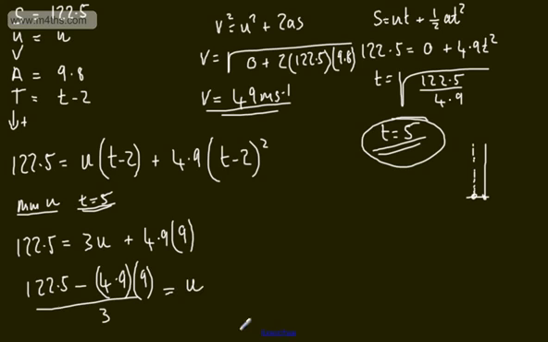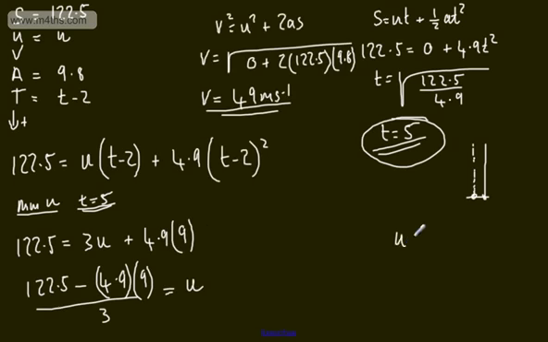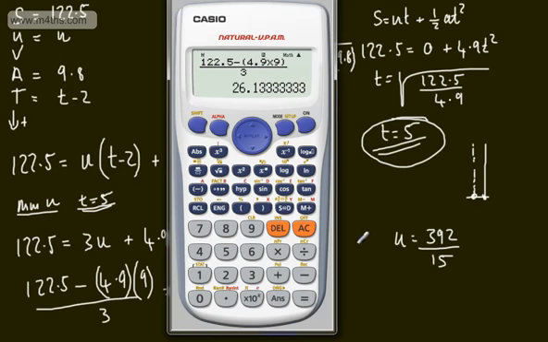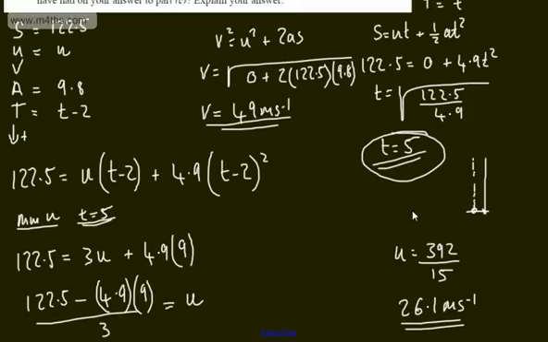So let's put that straight through a calculator. So what have we got? 122.5 minus 4.9 times the 9, and we'll now divide this by 3. That's going to give me 392 over 15. Ideally, well, you can see that that's a minimum. It could be a lot quicker, and they could collide a lot earlier. So 26.1, and that'll be meters per second. Okay, so that part's done.